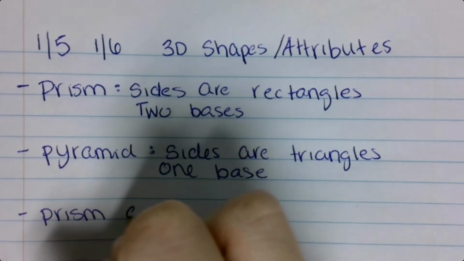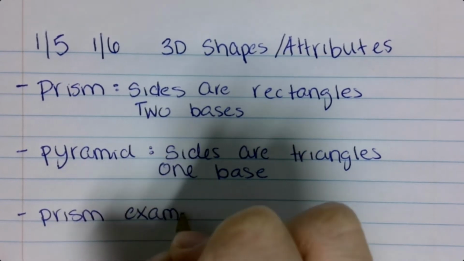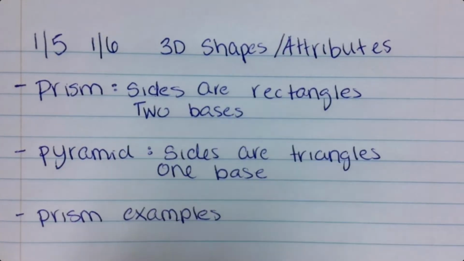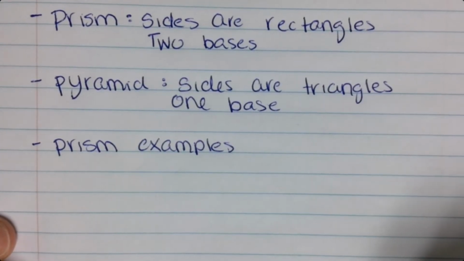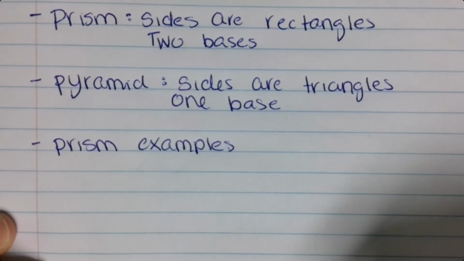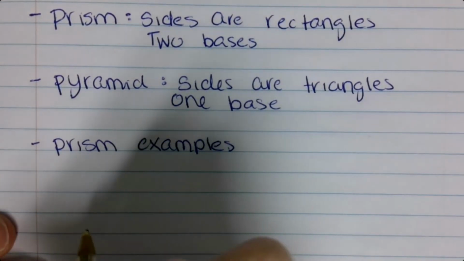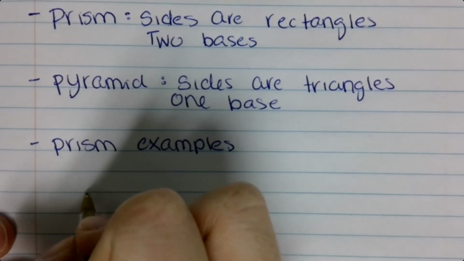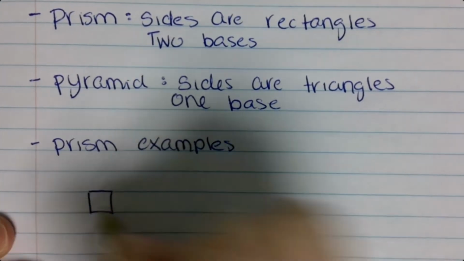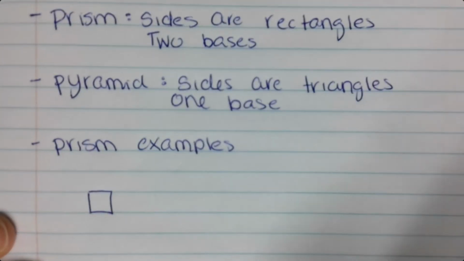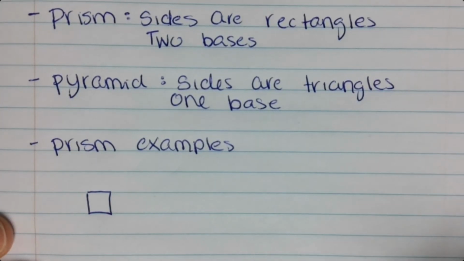We're going to look at some prism examples first, and you are going to be drawing these, so get ready. I promise it's not that bad. All right? So the first prism is going to be a cube. Do the best that you can to draw a square. It doesn't have to be exact, but we want it to be pretty darn close to a square.